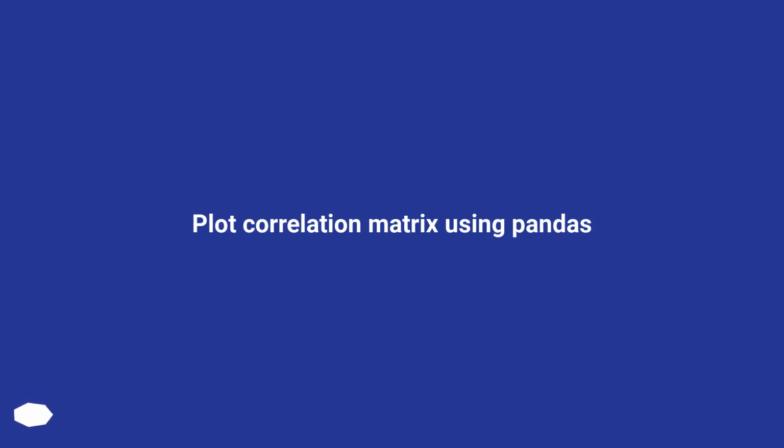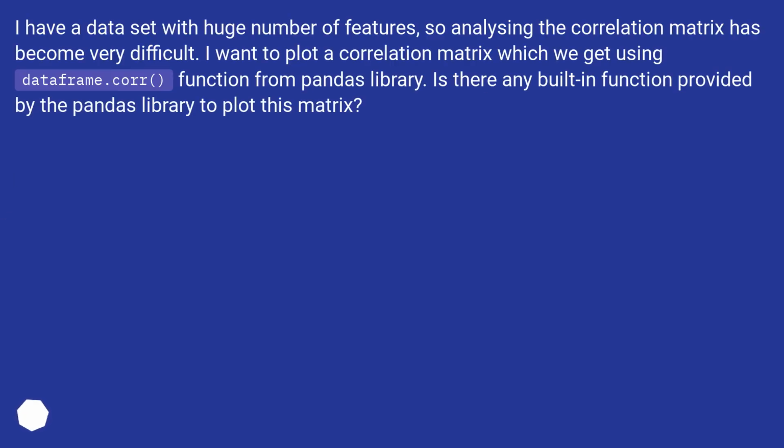Plot correlation matrix using pandas. I have a data set with a huge number of features, so analyzing the correlation matrix has become very difficult. I want to plot a correlation matrix which we get using the dataframe.corr function from the pandas library. Is there any built-in function provided by the pandas library to plot this matrix?